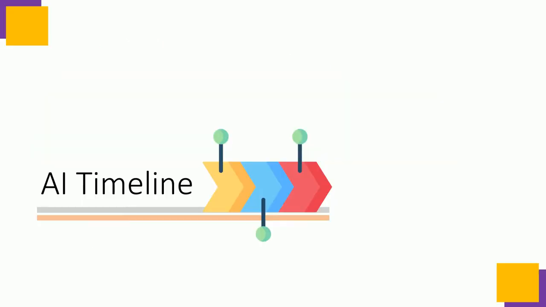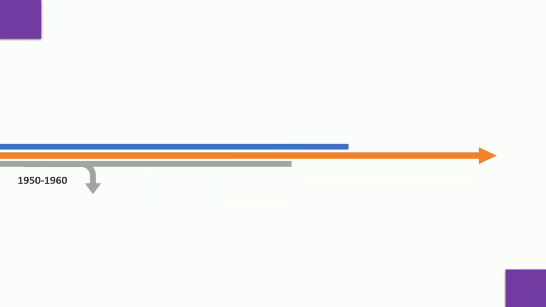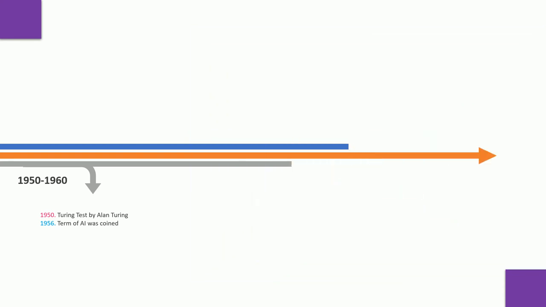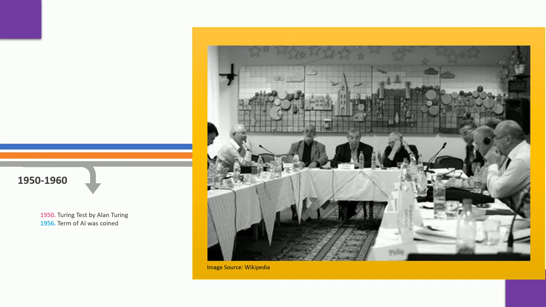So let's see the artificial intelligence timeline and how it has evolved over the years. In the 1950s to 1970s, we have Alan Turing, who proposed the Turing test, in which there was a human, a machine, and an interrogator, all sitting in different rooms. The interrogator asked the same questions to the computer as well as the human being, and they responded to the interrogator. In that experiment, the machine tried to fool the interrogator into believing it was a human being. The term artificial intelligence was coined by McCarthy in 1956 at the Dartmouth conference. This is a picture of the conference there.